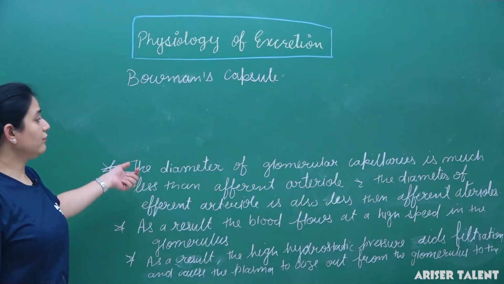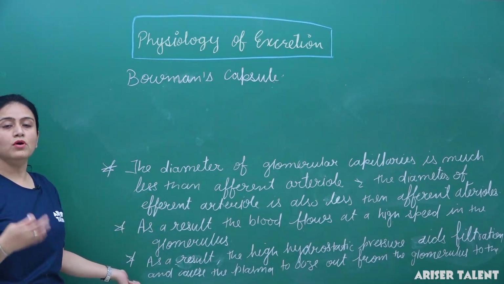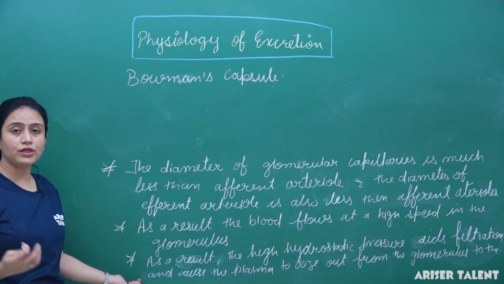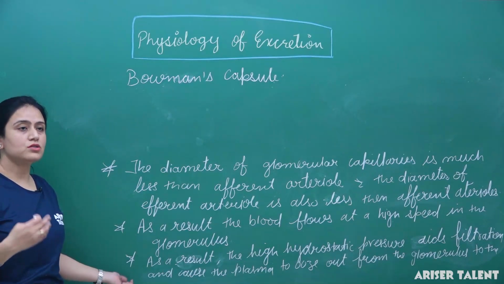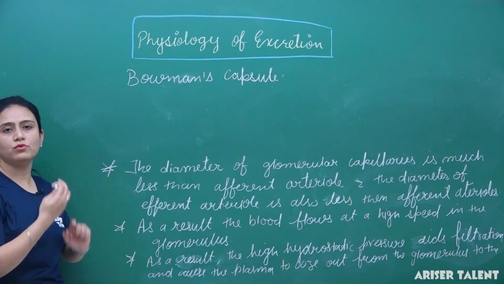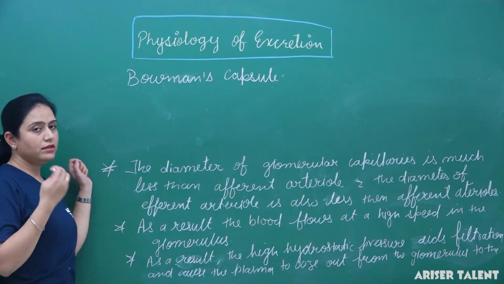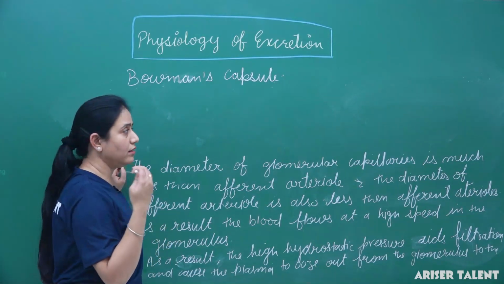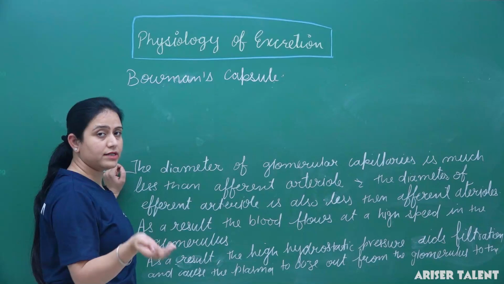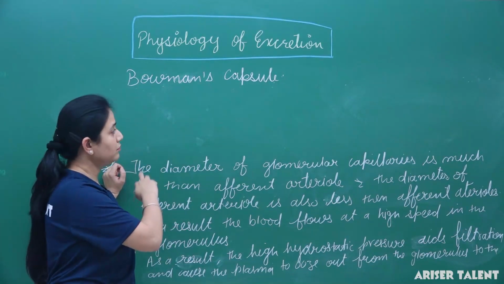So along with this plasma, some organic and inorganic molecules like urea also move from the glomerulus to the Bowman's capsule, and the rest of the things like WBC, RBC, and platelets remain there in the glomerulus.